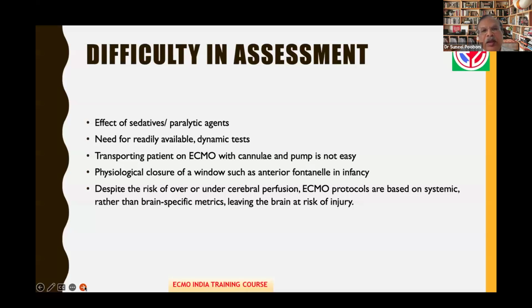Transporting a patient on ECMO with cannula and pump is not easy. We will learn about this in the transport medicine.